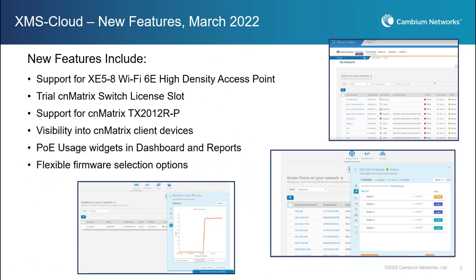This new release includes support for the XE5-8 Wi-Fi 6E high-density access point, a 2-month trial CN-Matrix switch license subscription, support for the CN-Matrix TX2012R-P switch, increased visibility into CN-Matrix client devices, new PoE usage widgets on the dashboard and in reports, flexibility with more options when selecting the firmware version you need running on your devices, and more.